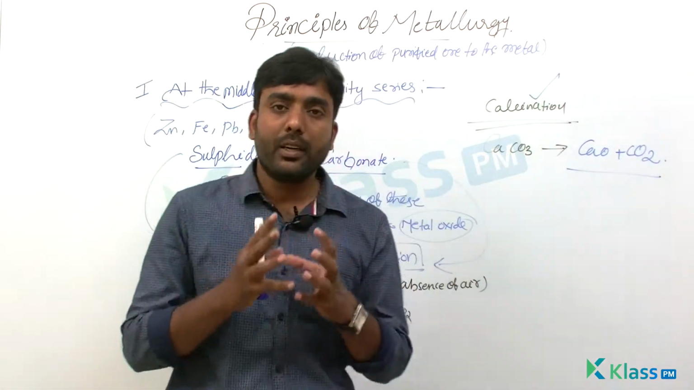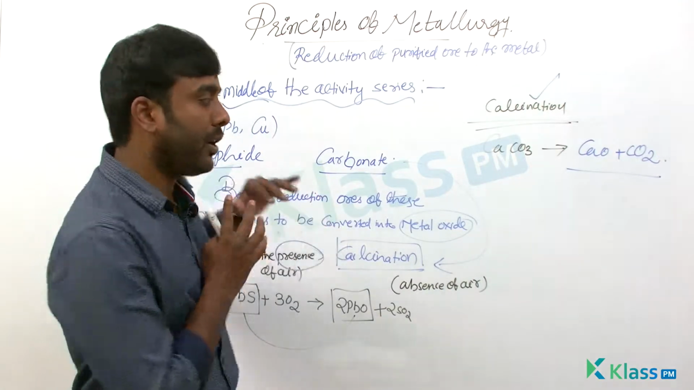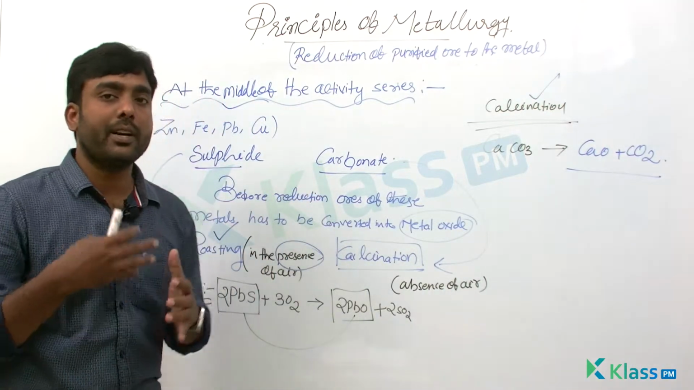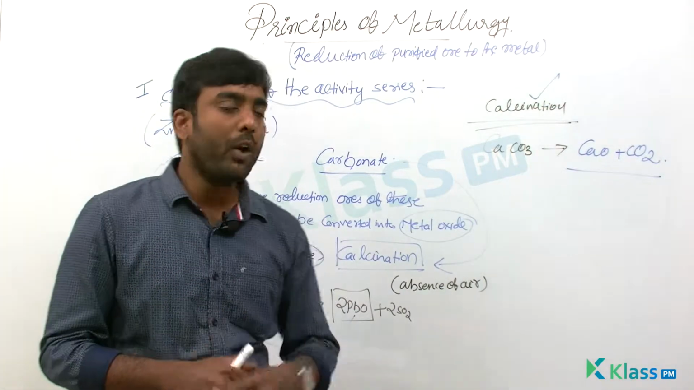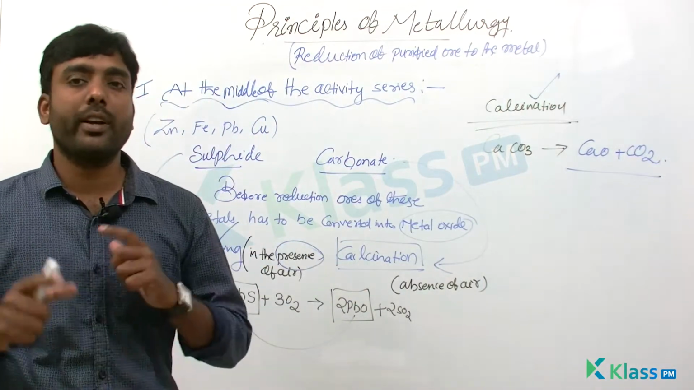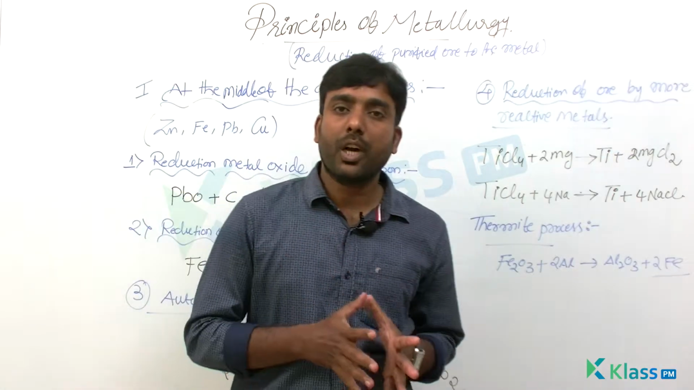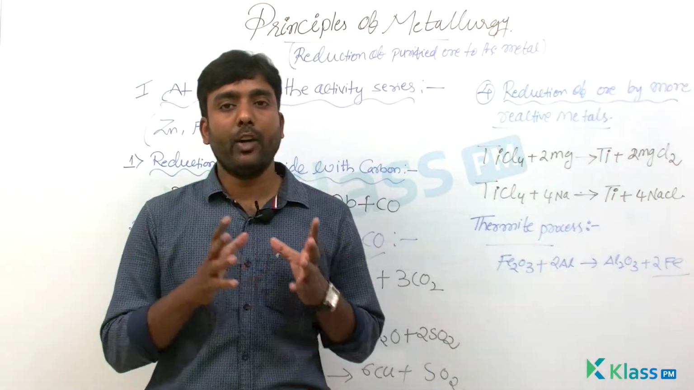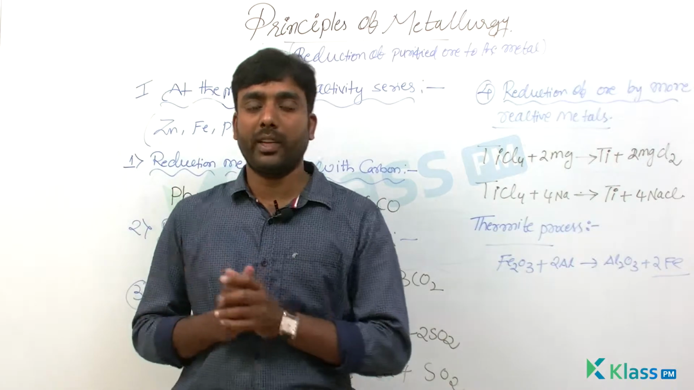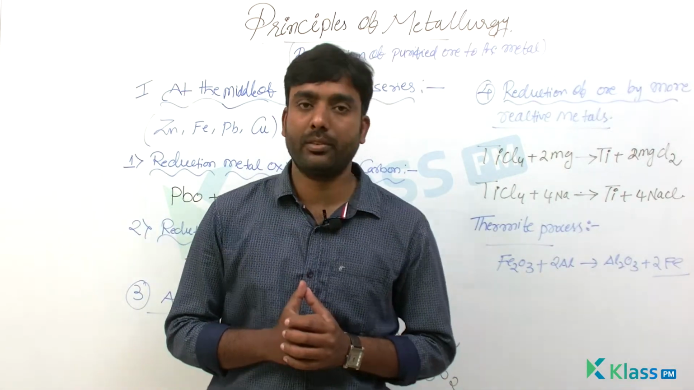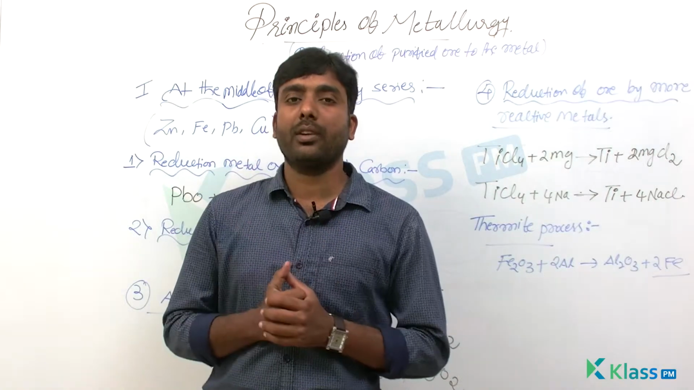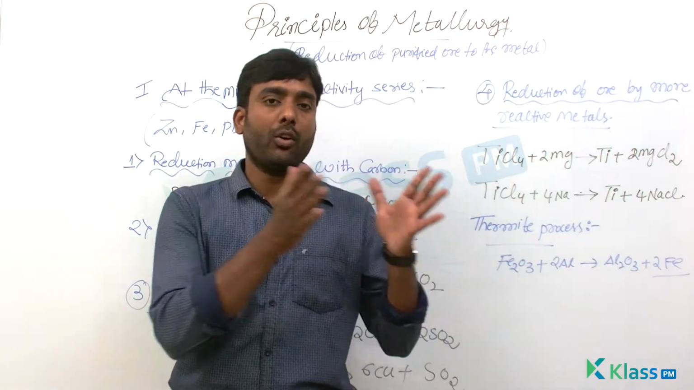So the metal ores which are in the middle of the activity series, before they get reduced, are converted into metal oxides. Now we will see how these metal oxides are reduced. After converting the purified ores into their metal oxides, the next stage is reduction of those metal oxides. There are four different methods for reducing metal oxides to metal.